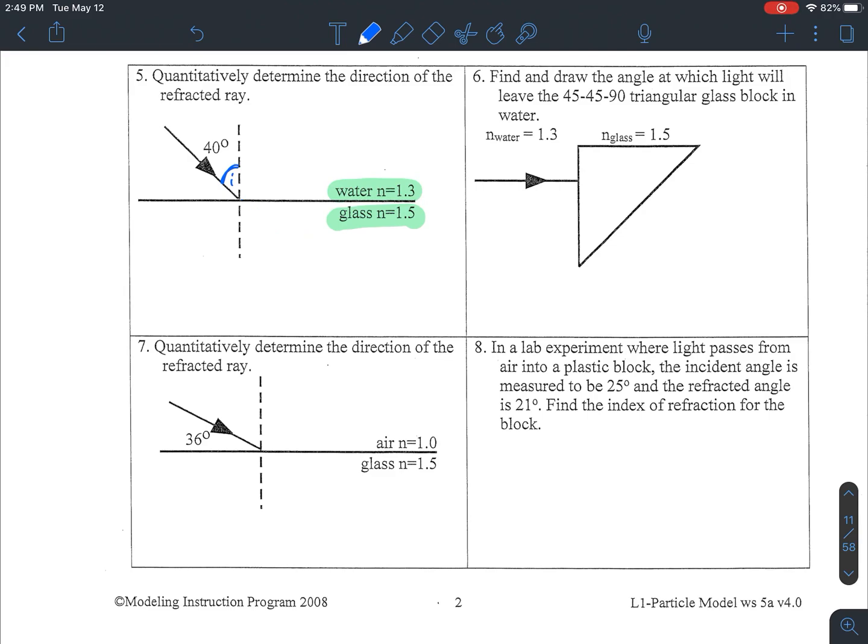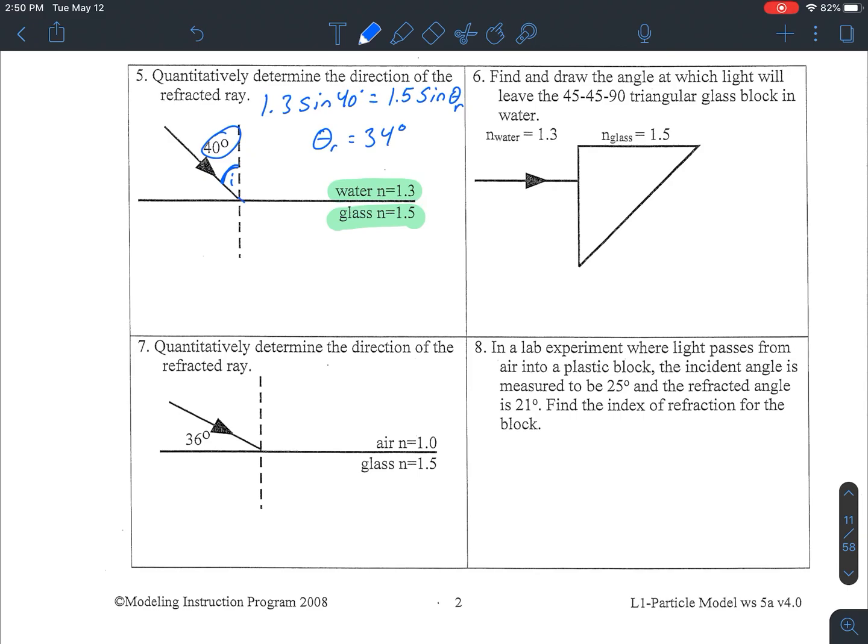So using our Snell's law, we can say our 1.3 times the sine of 40 degrees. And this is why it's good to use that angle, our angle of incidence. Then our glass index of refraction, and we're going to figure out what the refracted light ray would be. So we just plug that into our calculator, and we get an angle of about 30, we'll call it 34 degrees.